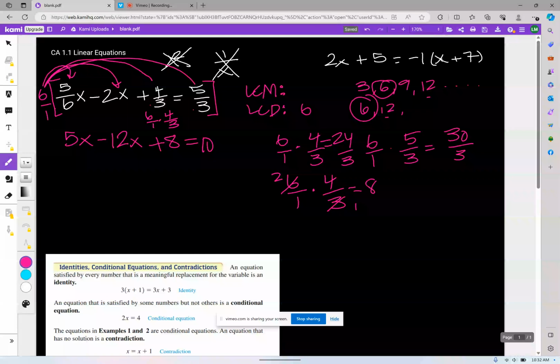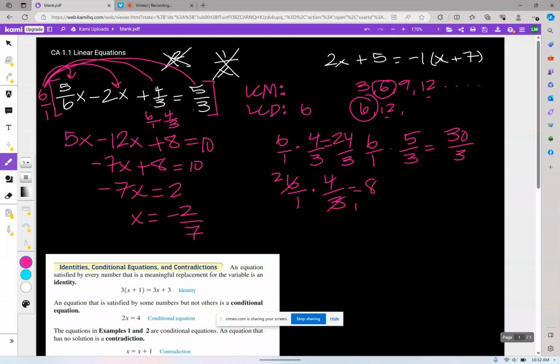Now I can solve my equation, right? Negative 7x plus 8 equals 10. Negative 7x equals 2, or x is negative 2 over 7. All right, so that's how we can solve those types of equations.